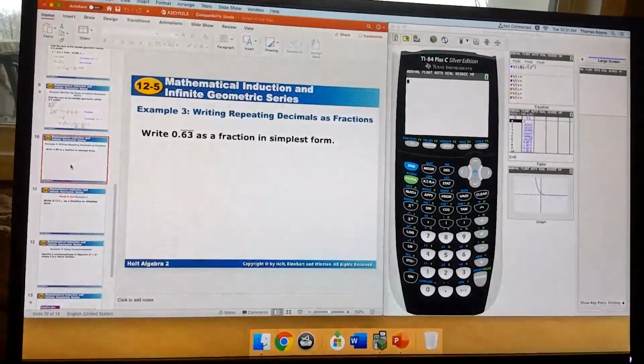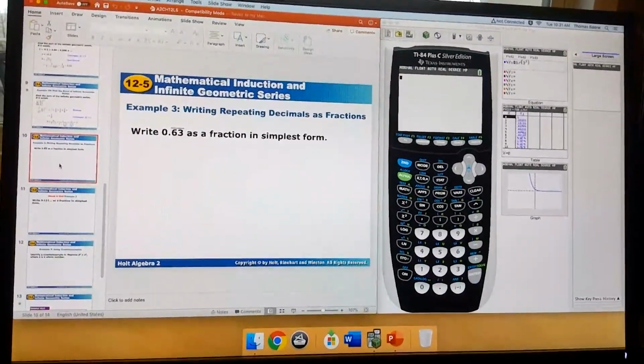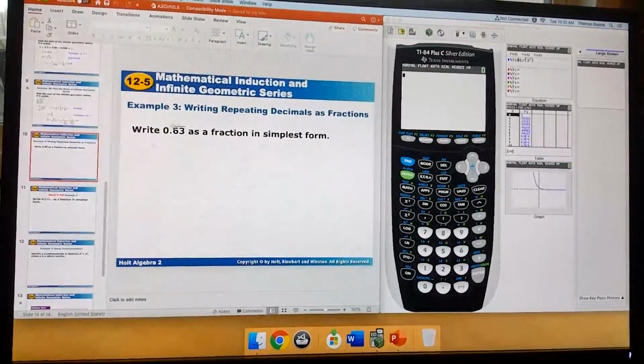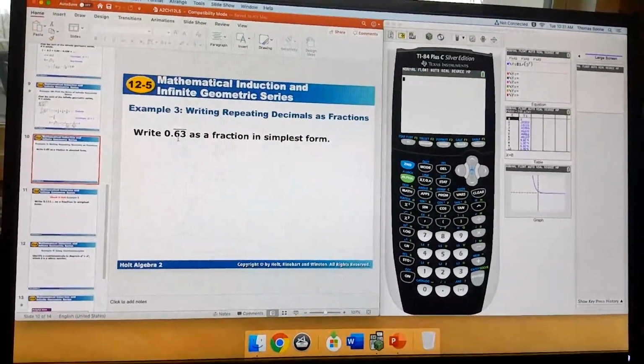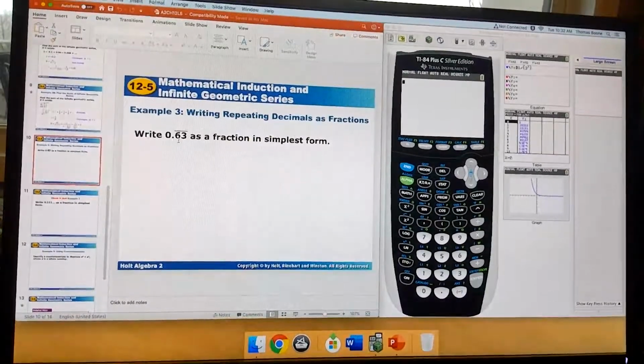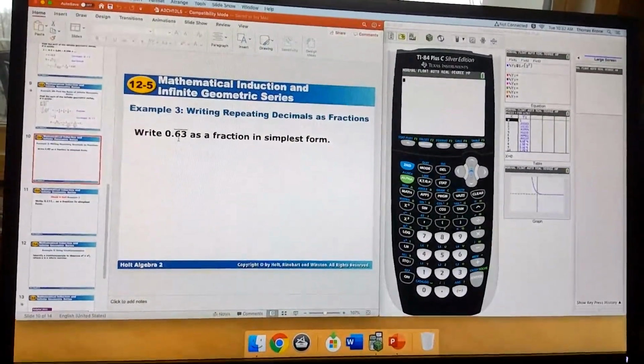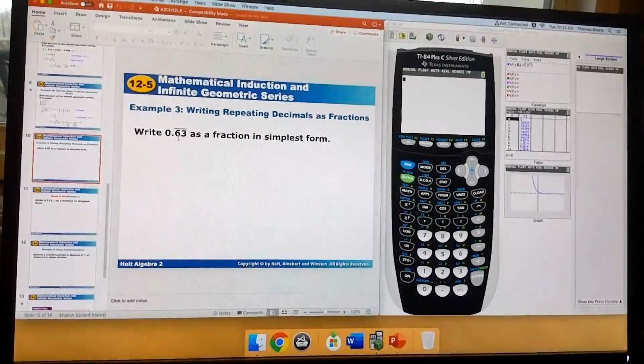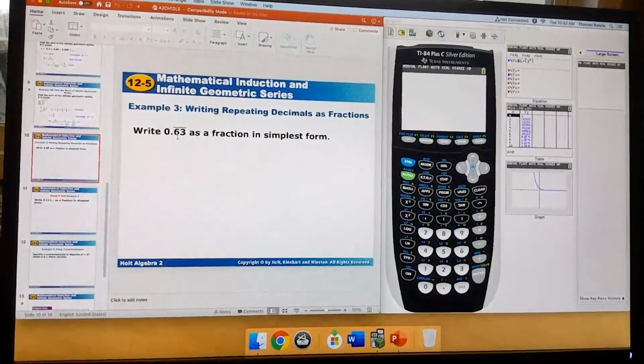All right, another little trick we're going to show you today is how do you take a repeating decimal and write it as a fraction? Now pay attention to what the line is over. If it's over the 6 and the 3, that means it repeats 6, 3, 6, 3, 6, 3. Now if it's just over the 3, only the 3 repeats. So you got to pay attention to that.